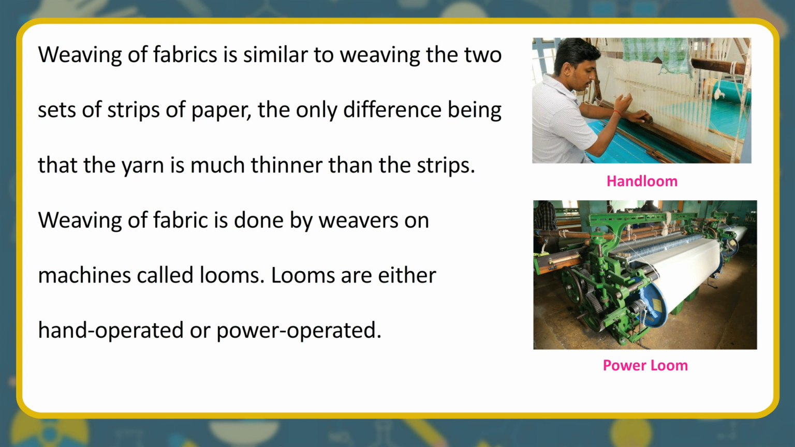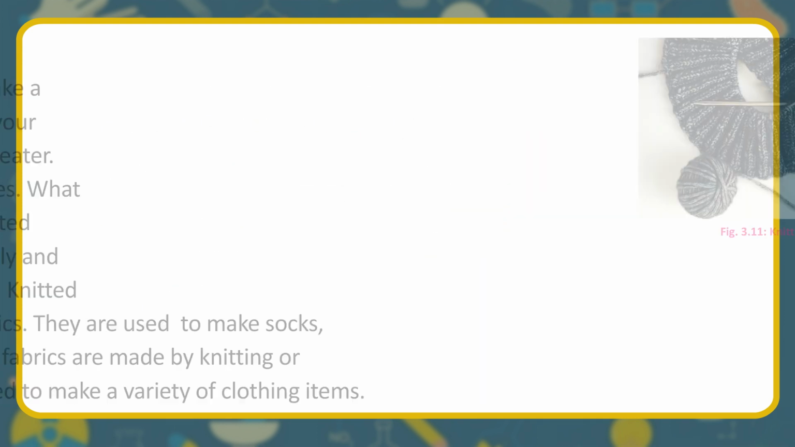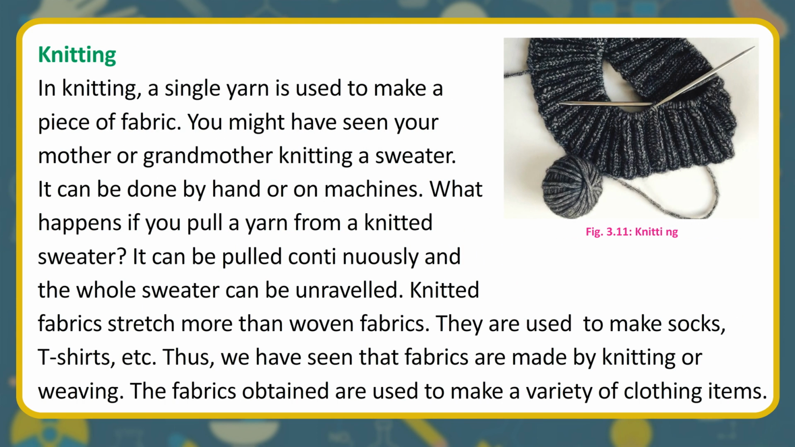Weaving of fabric is done by weavers on machines called looms. Looms are either hand-operated or power-operated. Knitting. In knitting, a single yarn is used to make a piece of fabric. You might have seen your mother or grandmother knitting a sweater. It can be done by hand or on machines.